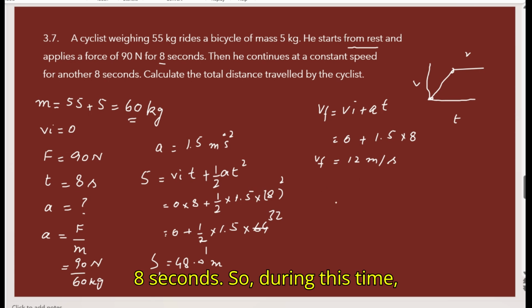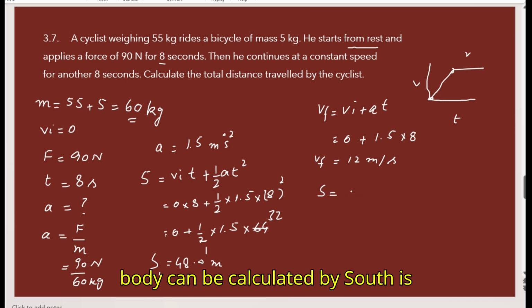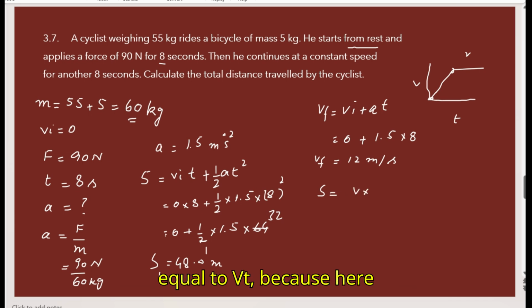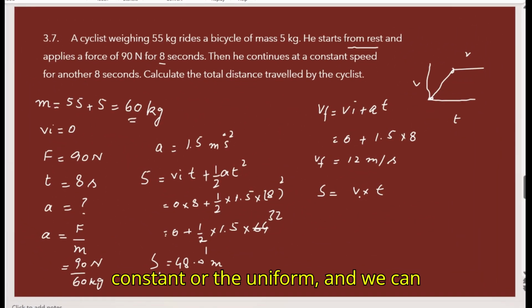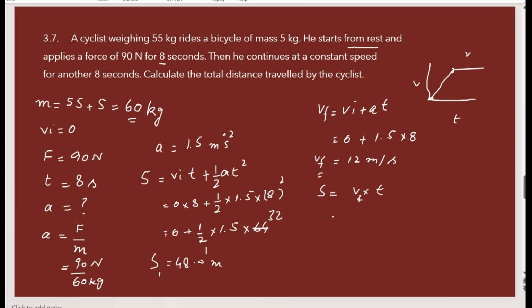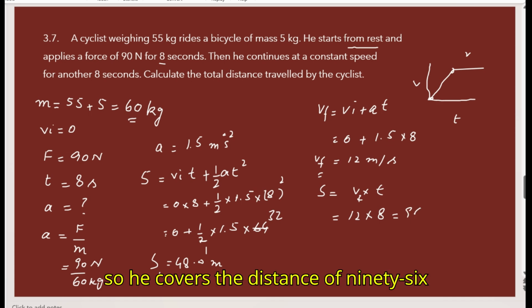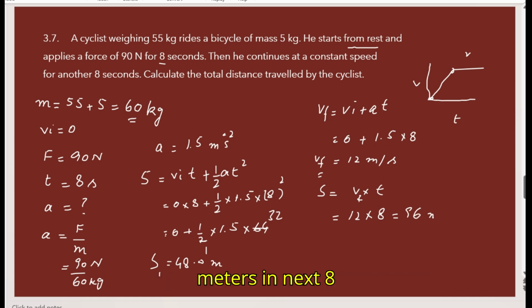So during this time, the distance covered by the body can be calculated by S is equal to Vt, because here the speed was constant or uniform, and we can write it as Vf also, because here we have written that velocity as Vf. So Vf is 12, and the time is again 8 seconds, and 12 eights are 96. So he covered the distance of 96 meter in the next 8 seconds.